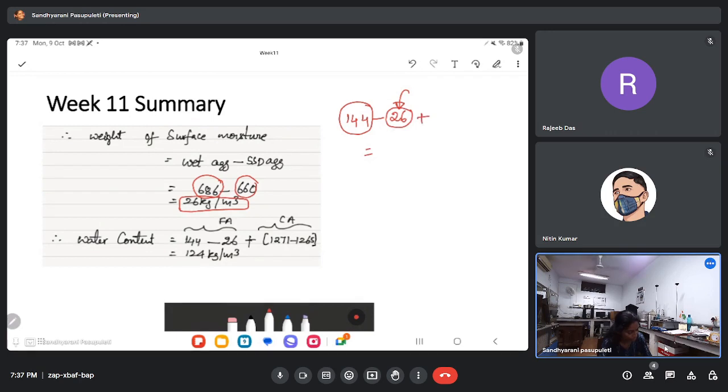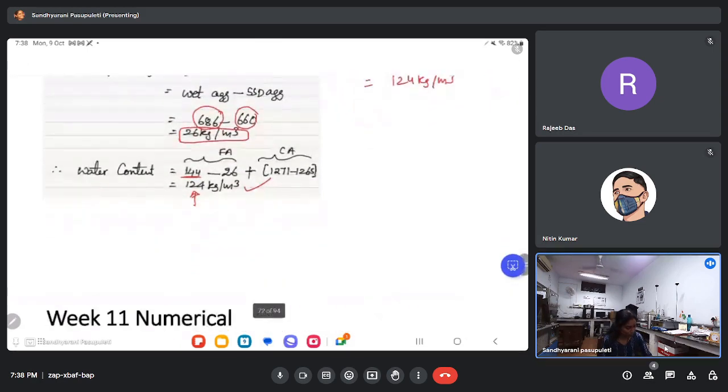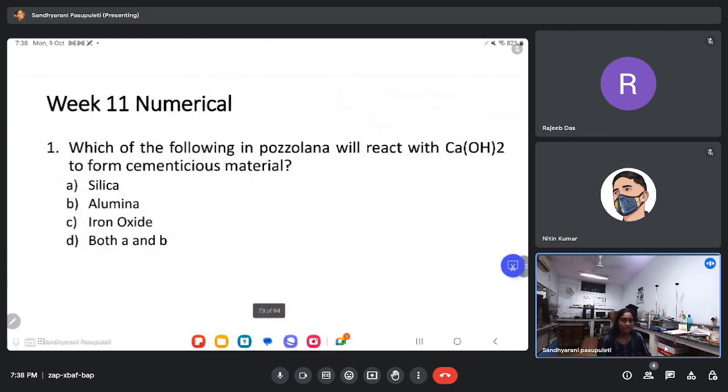That is one condition. Plus for coarse aggregate, we estimated 1271, but 1265 is what is required. So when we do this reduction, finally the water we get is 124 kg per meter cube. That means initially when we have 144, finally it came to 124, because coarse aggregate has some absorbed water inside, and fine aggregate has both absorbed and also free moisture. So based on the discussion till now, let us see a few questions.